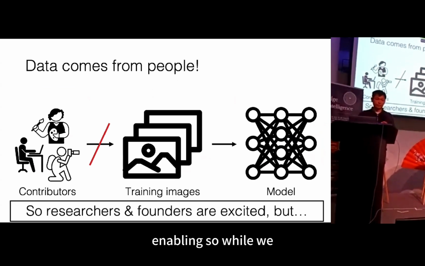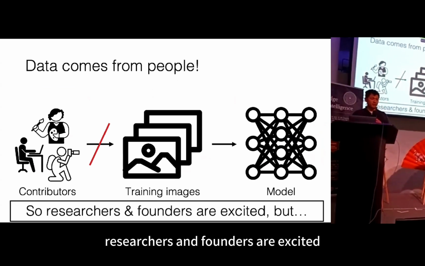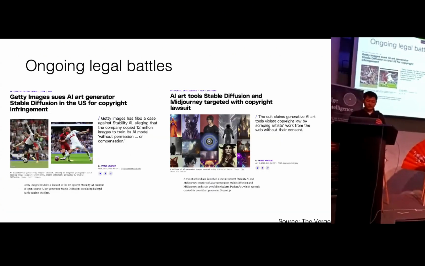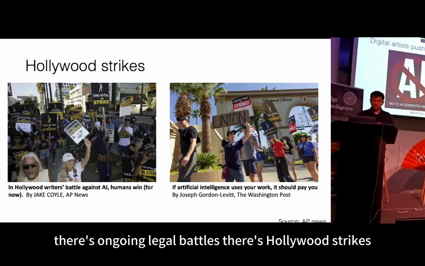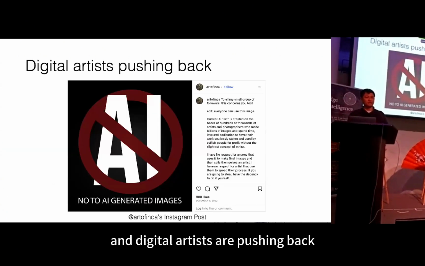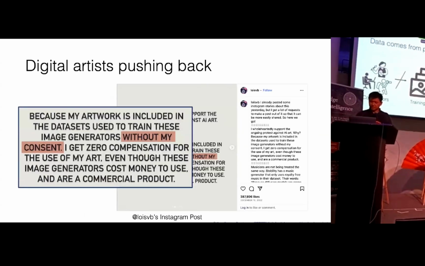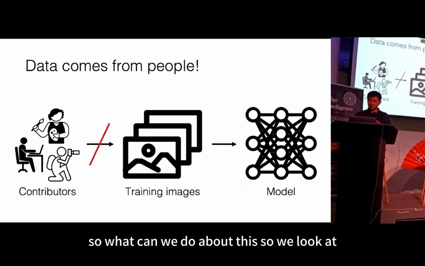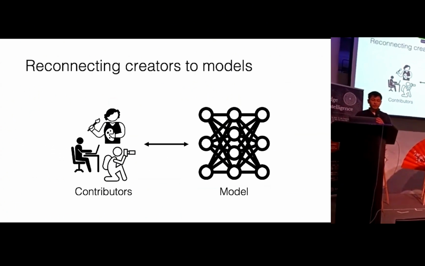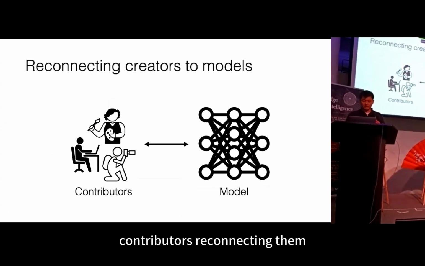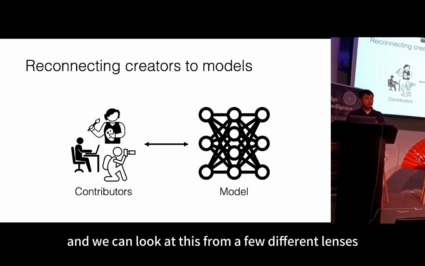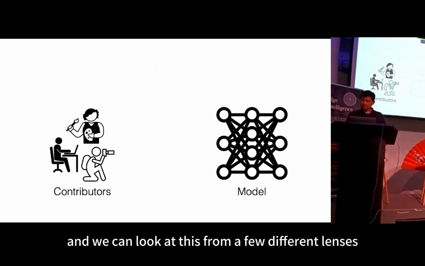So while we researchers and founders are excited, there's been a fair amount of pushback. There's ongoing legal battles, there's Hollywood strikes, and digital artists are pushing back, noting that their work is being used without their consent and without compensation. So what can we do about this? So we look at bridging contributors, reconnecting them back to the models that we're creating. And we can look at this from a few different lenses.